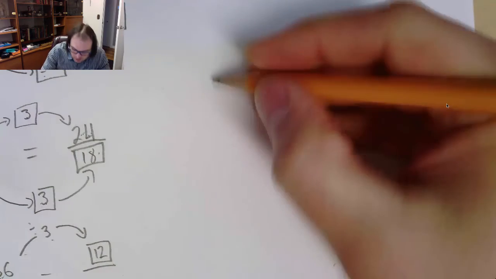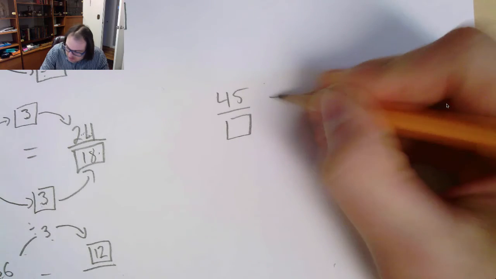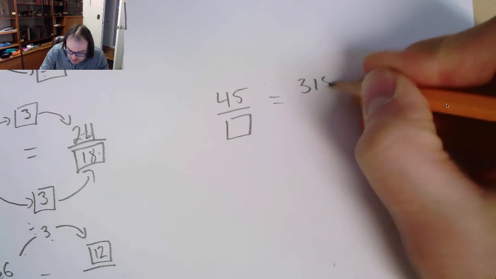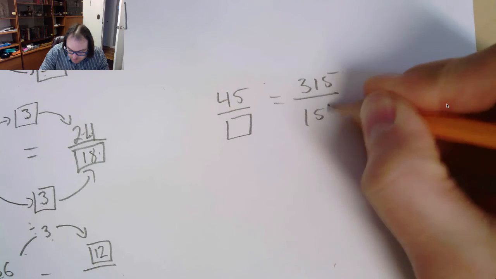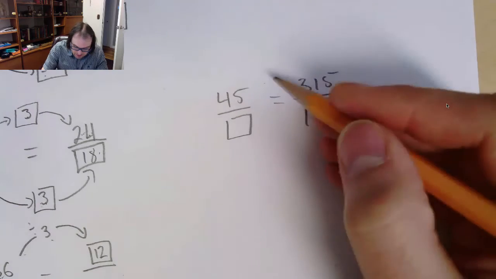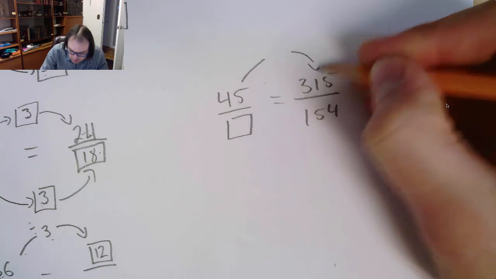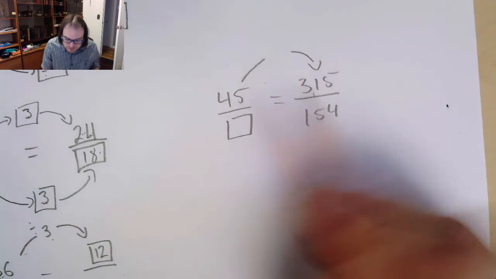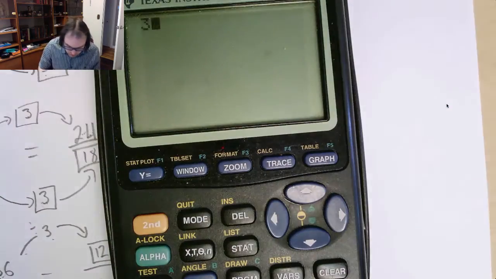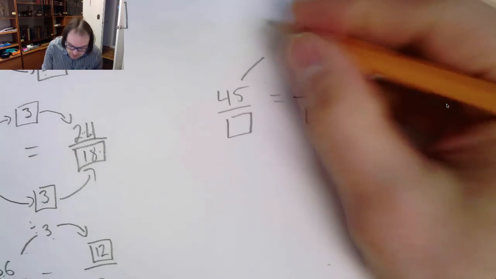So let's try one last one here. I'm going to try 45 over something is equal to 315 over 154. So first, I know my top here is done, but our bottom isn't. So I'm going to look at my top. What am I doing with my top? I'm going to go 315 divided by 45. Big divided by the smallest is equal to 7. So this is going to be 7.